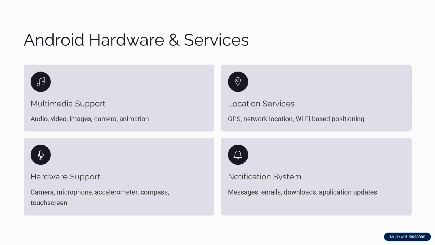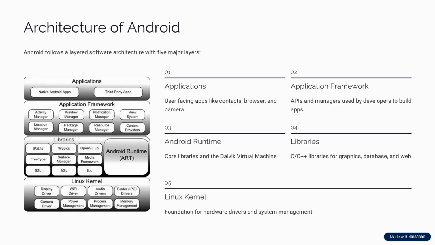The next is hardware support. Android can interact with device hardware such as camera, microphone, GPS, accelerometer, compass, proximity sensor, touchscreen. And the next one is the web browser. Android provides a browser based on web technologies that allows users to access the internet. Notifications: applications can display notifications to inform users about events such as new messages, emails, downloads, application updates, etc.